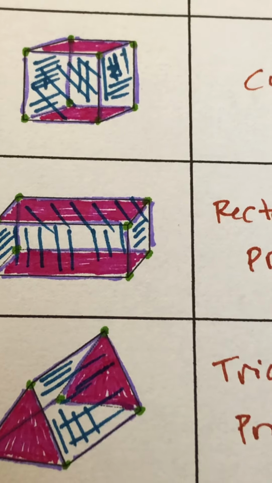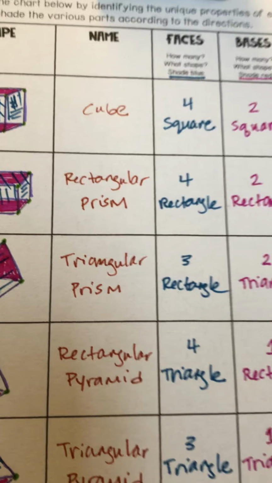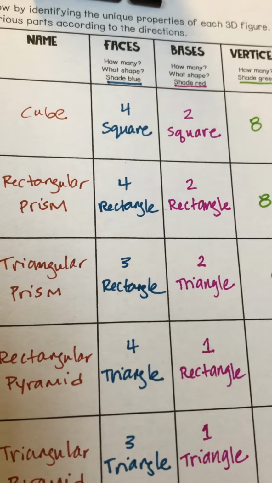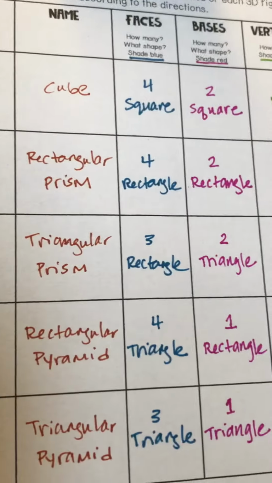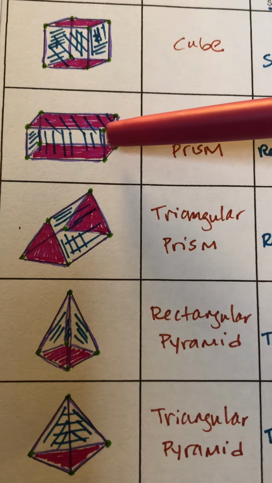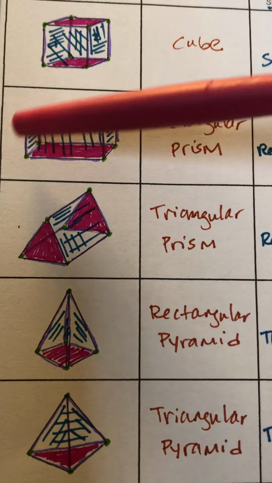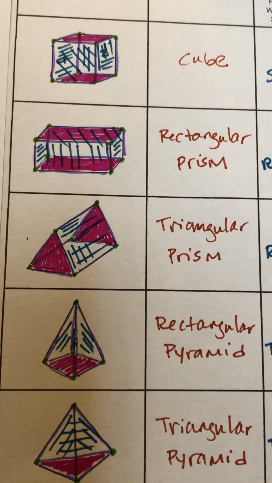All right, this next guy is a rectangular prism. It has 4 rectangle faces, 2 rectangle bases, 8 vertices, and 12 edges. Same as the cube. The only difference, why it's called a rectangular prism and not a cube, is because there are rectangles, right? Notice 1, 2, 3, 4 rectangles that are all congruent, and then there's 2 squares on the sides, okay? It doesn't make the whole thing equilateral or congruent like a cube.